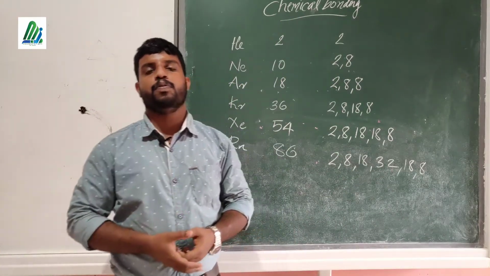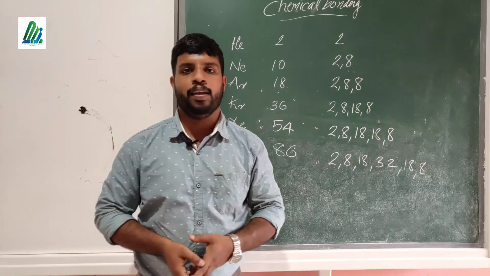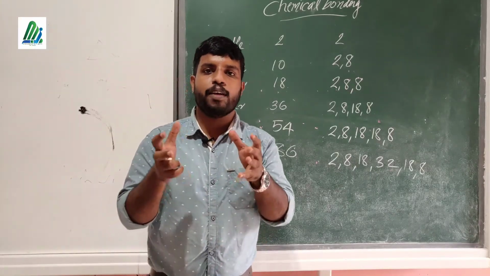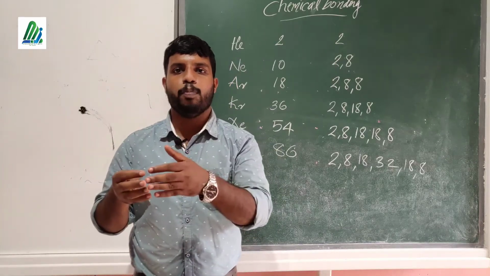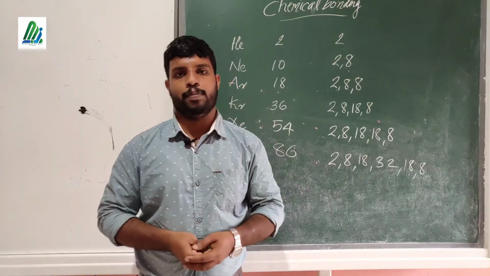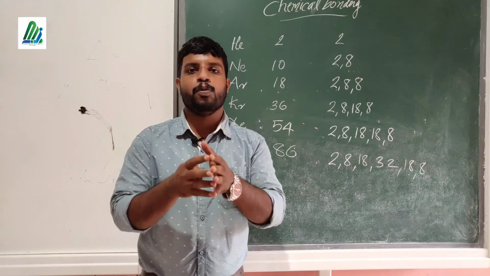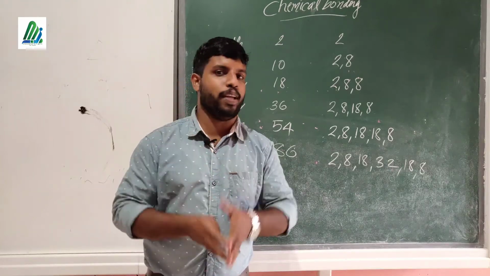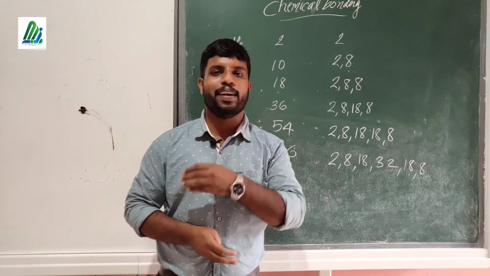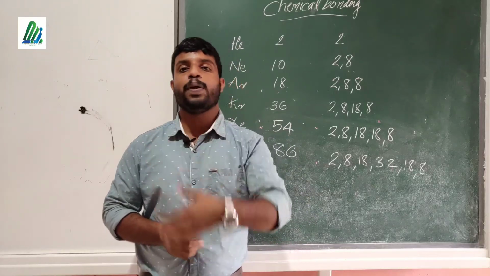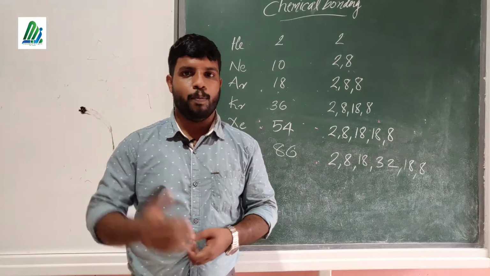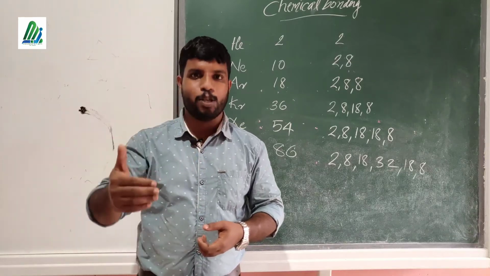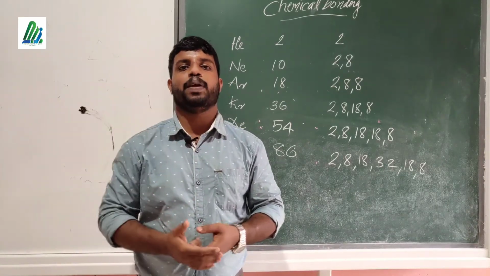Before we discuss chemical bonding, we know that molecules are formed by the combination of atoms. According to that, molecules are mainly divided into three: monoatomic molecule, diatomic molecule and polyatomic molecule.